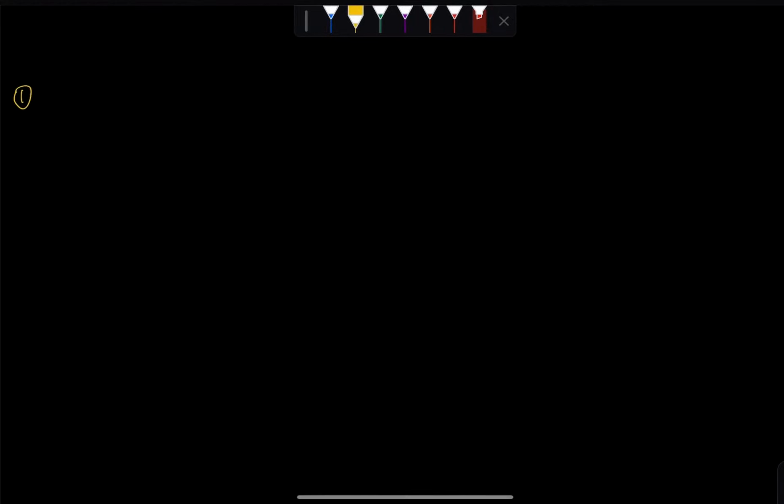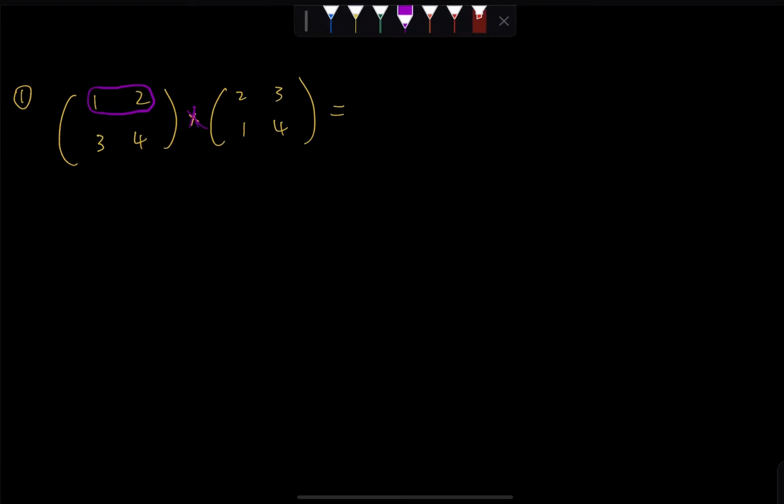Let's have the first example here. You have 1, 2, 3, 4 multiplied by 2, 3, 1, 4. Right? And basically, you don't even need to write this multiplication sign. It basically acts like brackets, right? You can just have them next to each other and you know that it's multiplication. And when you're multiplying 2 different matrices, you take the first row of the first matrix and you take the first column of the second matrix, right?